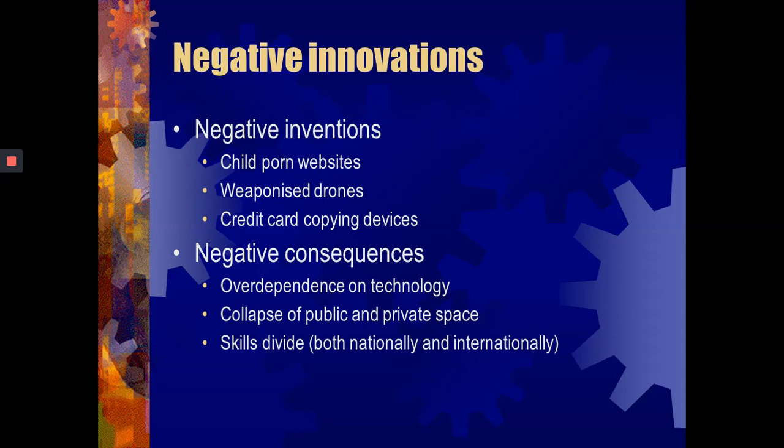But there's also the idea of a negative consequence, where the need isn't intended, it just happens. So obviously something like a weaponized drone or a pornography website is a deliberate invention. Someone has gone out of their way to make that. Whereas with the negative consequences, they haven't intended for it to happen, it's just happened.